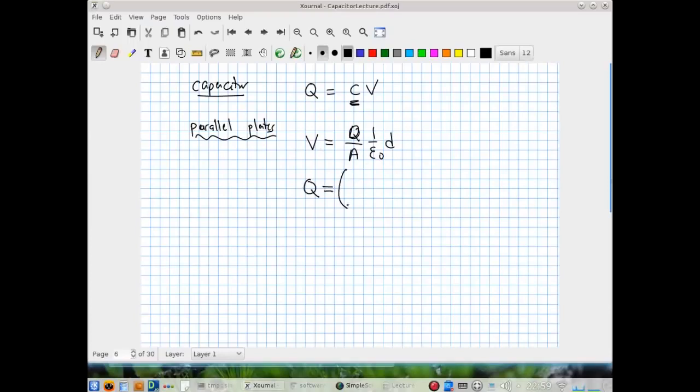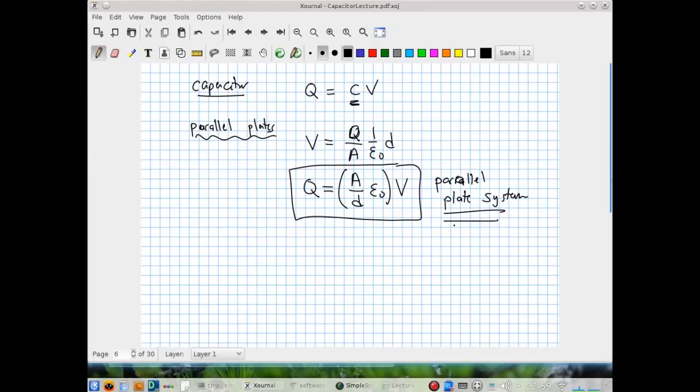And what we find is that Q is equal to A over D, epsilon naught, and that is multiplied by V. This is a very special case. This is for the parallel plate system, and this is known as a parallel plate capacitor. And so we can very quickly write down the capacitance for the parallel plate capacitor. It's just A over D epsilon naught.